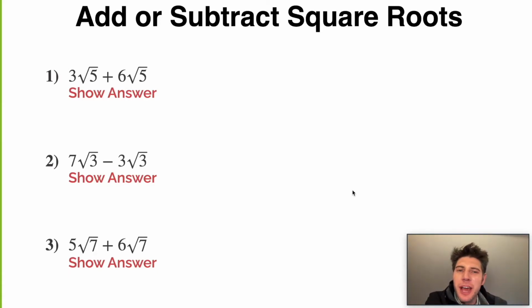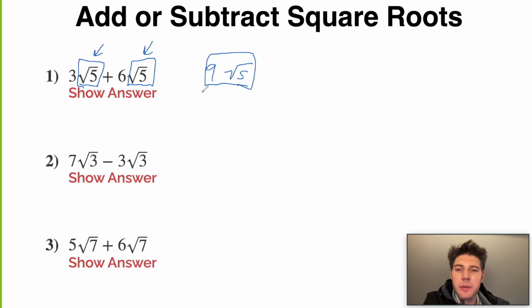We are going to add or subtract square roots. Number one, 3 square root 5 plus 6 square root 5. Well, these square root 5s, you can think of them as some object, 3 boxes of root 5 plus 6 boxes of root 5. Well, 3 of something plus 6 of something is 9 of that same something. So the answer to this is 9 root 5.